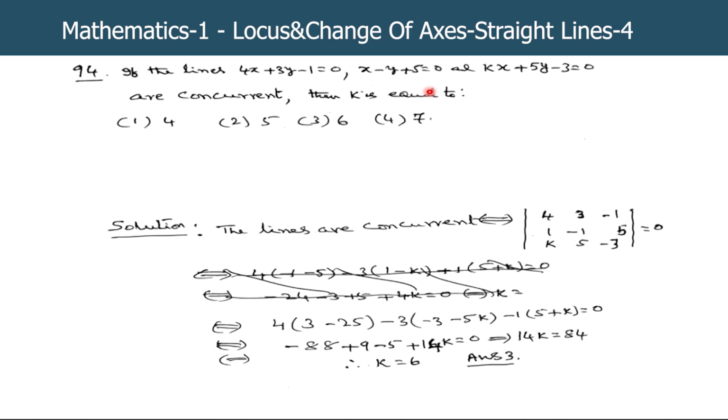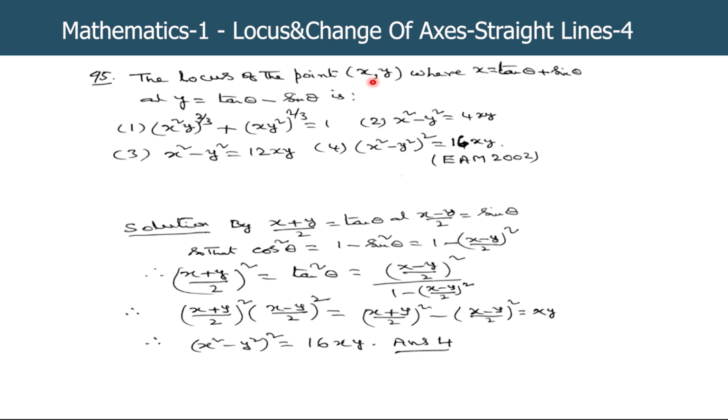If the lines 4x plus 3y minus 1 equal to 0, x minus y plus 5 equal to 0, and kx plus 5y minus 3 equal to 0 are concurrent, then k is equal to: 1) 4, 2) 5, 3) 6, 4) 7. And you know that the lines are concurrent if and only if the determinant of 4, 3, minus 1; 1, minus 1, 5; k, 5, minus 3 equals 0. Now if you simplify that, then you will get k is equal to 6. So correct option is number 3.